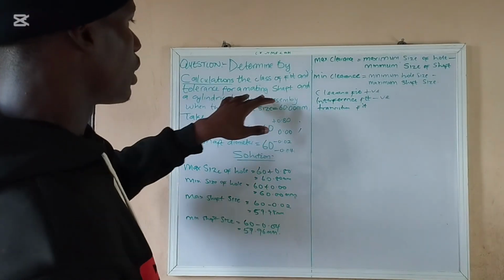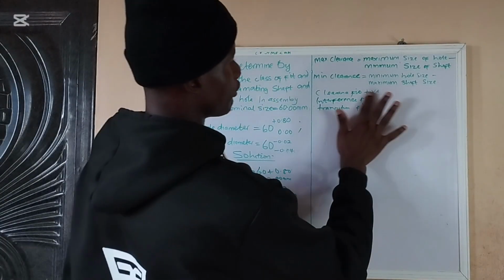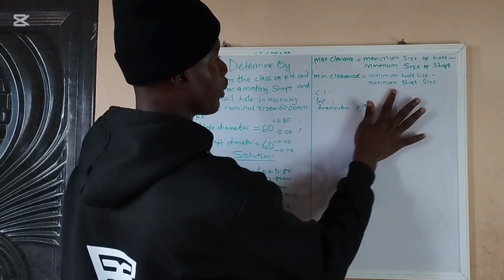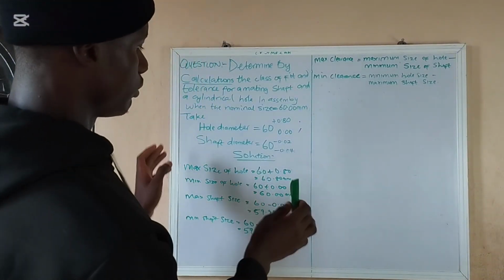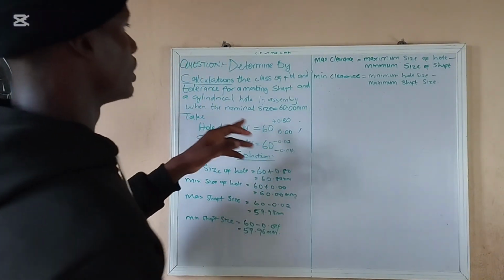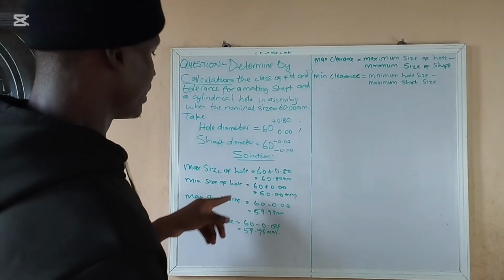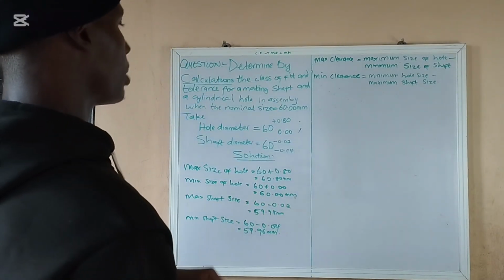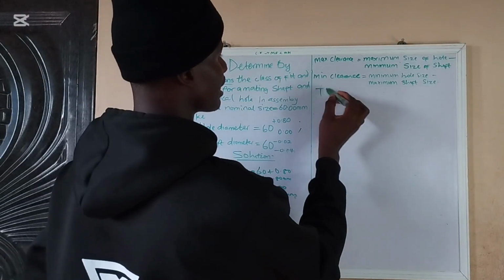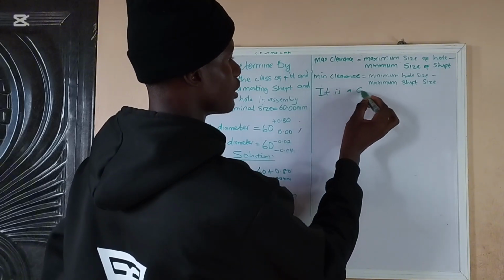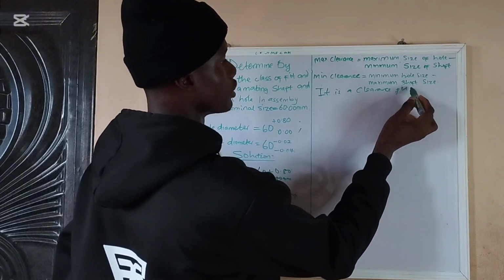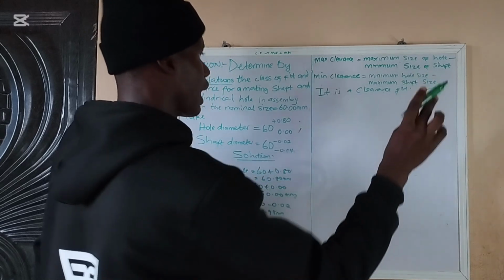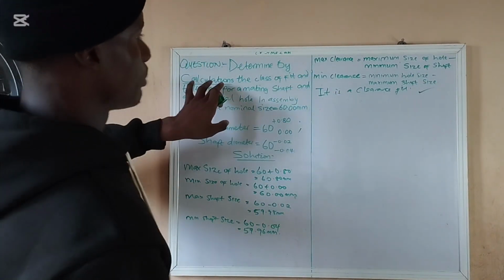We are still coming to tolerance, so let's still solve by calculation for now. As we can see in this particular question, the maximum shaft size is less than the minimum hole size, so definitely it is a clearance fit. It is necessary to write it in your question: it is a clearance fit. So this is out of the way.